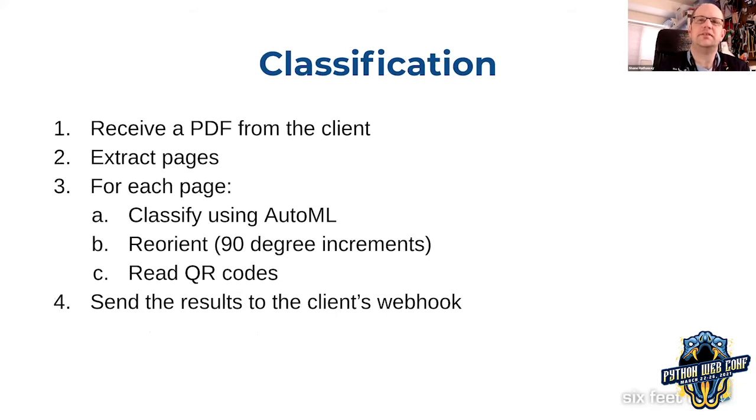So the other half of the functionality is classification, and it's a bit simpler. We receive a PDF from the client and we extract the pages. And for each page, we convert to PNG and run that PNG through AutoML. And we reorient the pages. Sometimes the scan is turned.